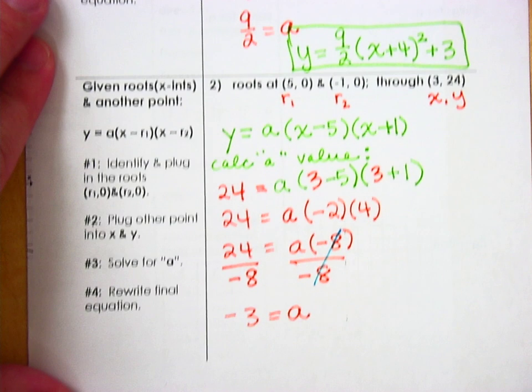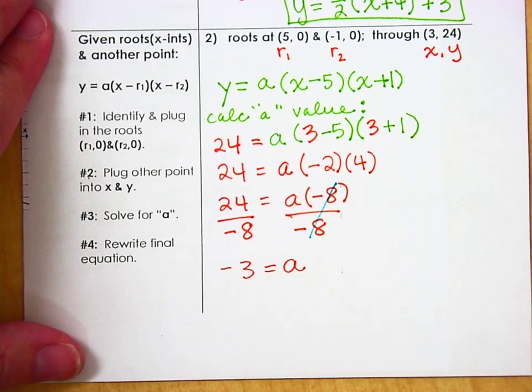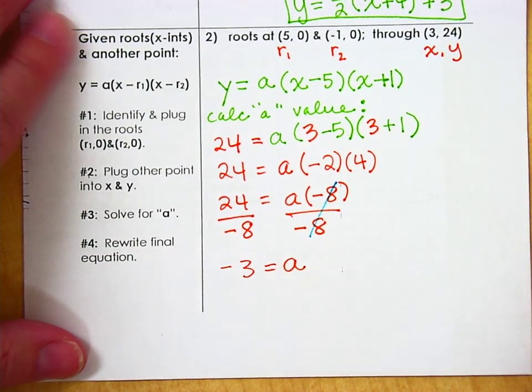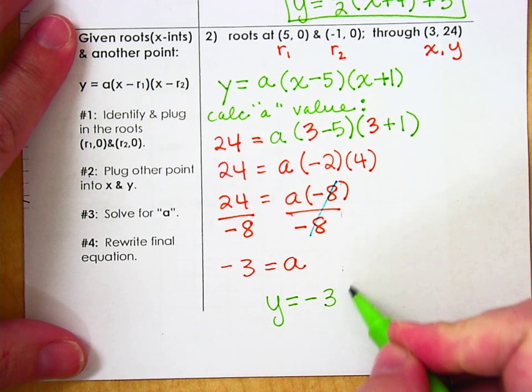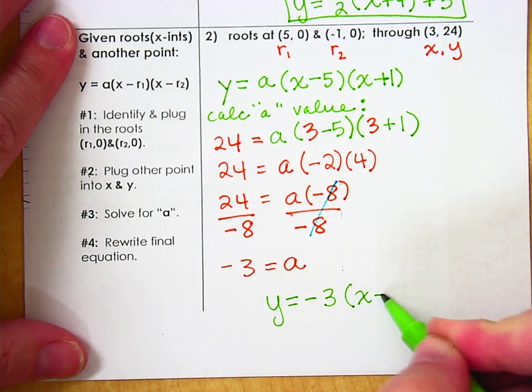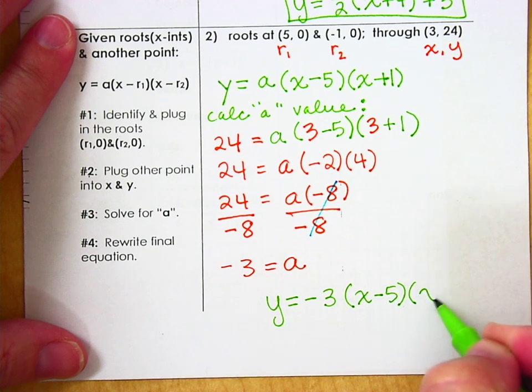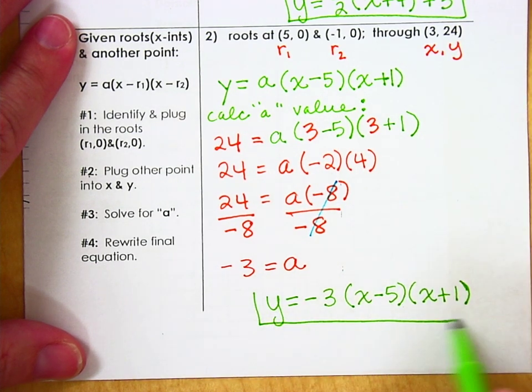And now we can go ahead and write the final equation. So y equals negative 3 times x minus 5 times x plus 1. And that's our final equation.